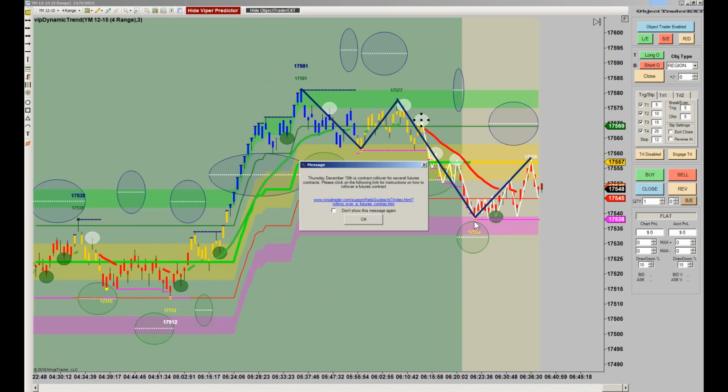Now that's important to be able to see that, because when they're bouncing off support, for instance, at this 38, which you could easily go long on, there's our December contract rollover. I'll just go ahead and say don't show it again.